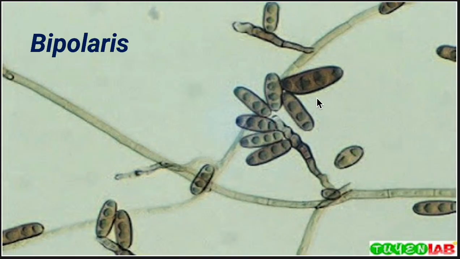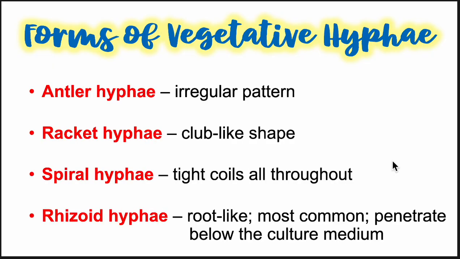This is the microscopic appearance of Bipolaris. Again, note the dark pigmentation, which is due to the presence of melanin in their cell wall. Next, we have here the forms of vegetative hyphae. We have the antler hyphae, which show an irregular pattern. Racket hyphae, club-shaped hyphae. Spiral hyphae, of course, with tight coils all throughout. Rhizoid hyphae, which are root-like. This is the most common, and it penetrates below the culture medium.